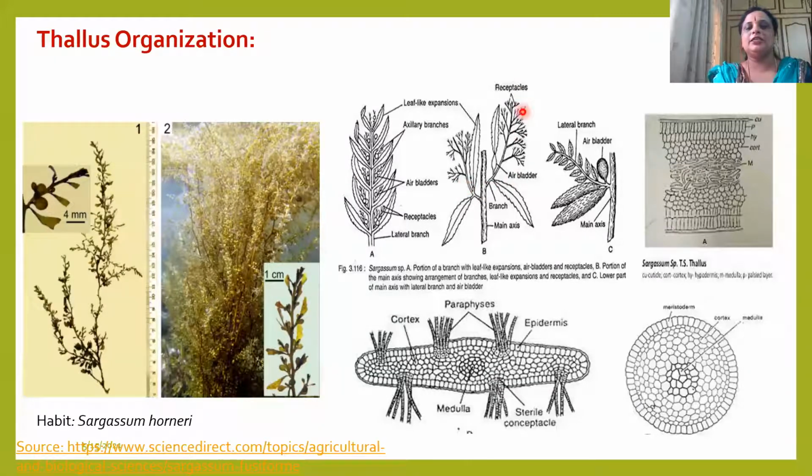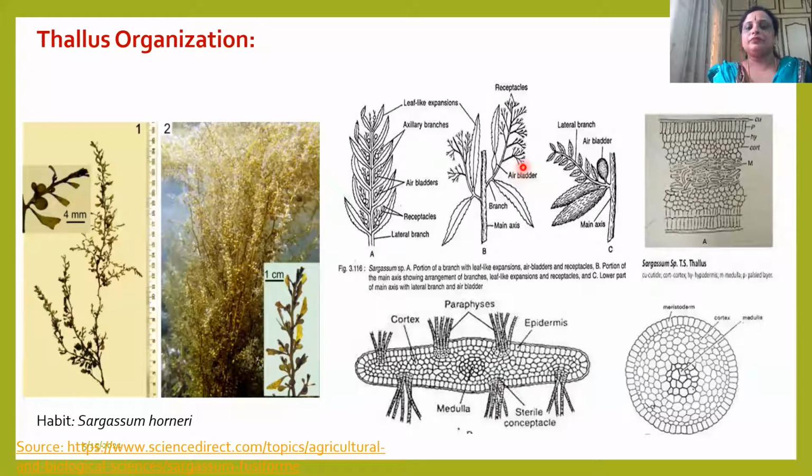Where could you find these conceptacles? From the lateral branches, there arise axillary branches. These are axillary branches which arise from the axil of the lateral branch. From this, these particular branches are called receptacles. You can find receptacles here.